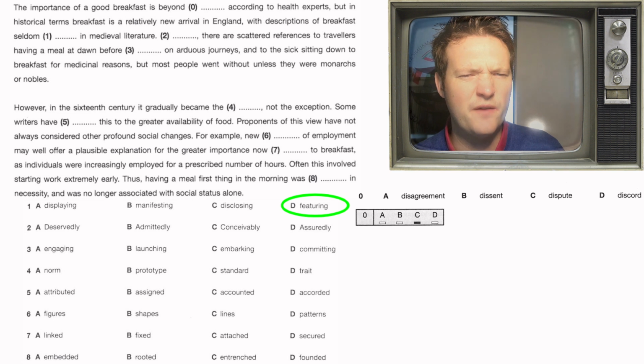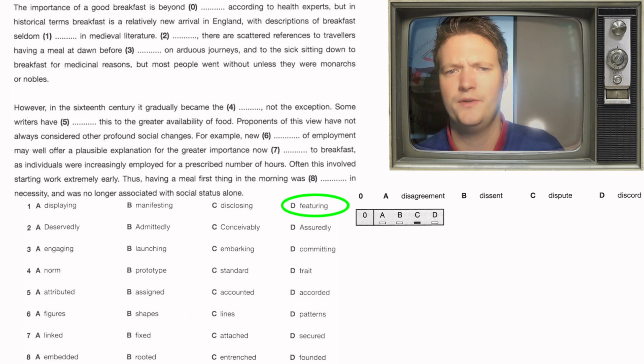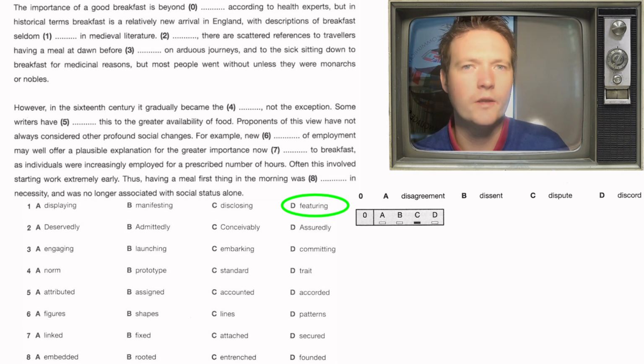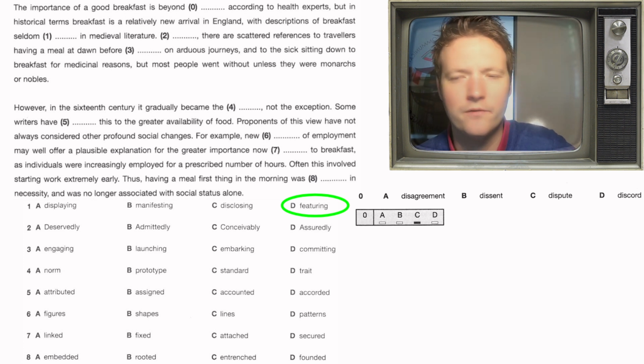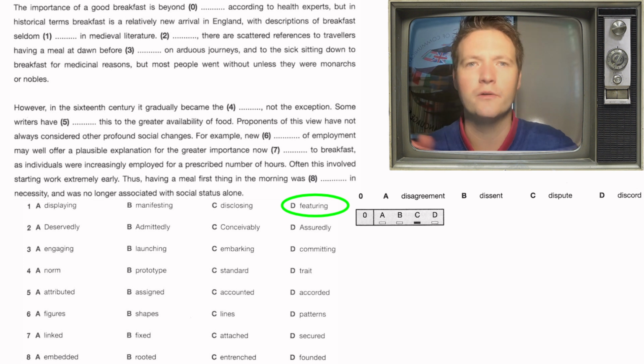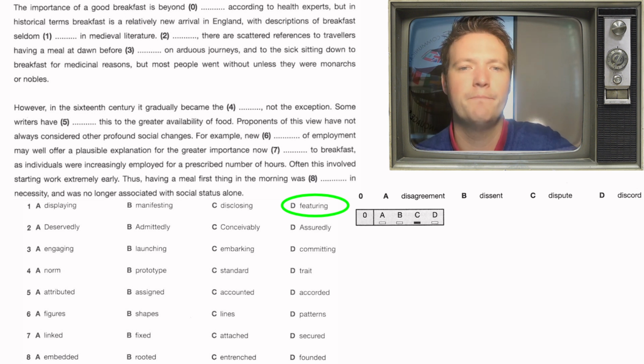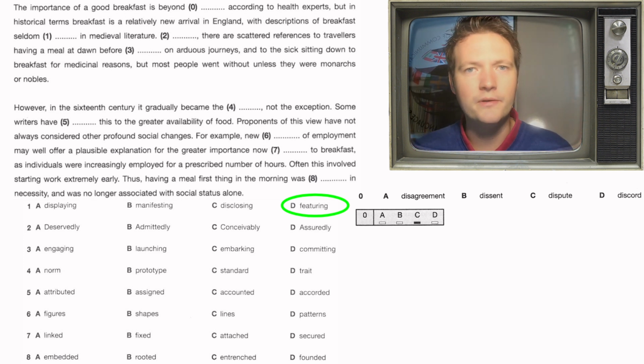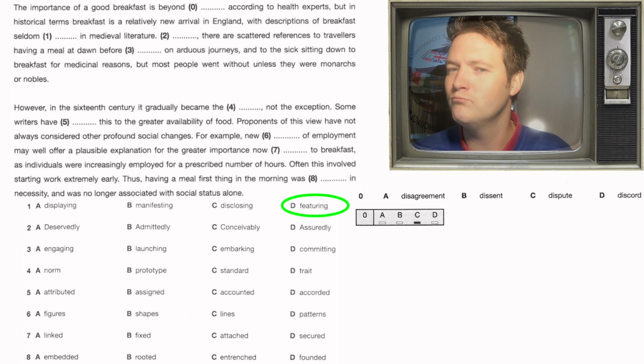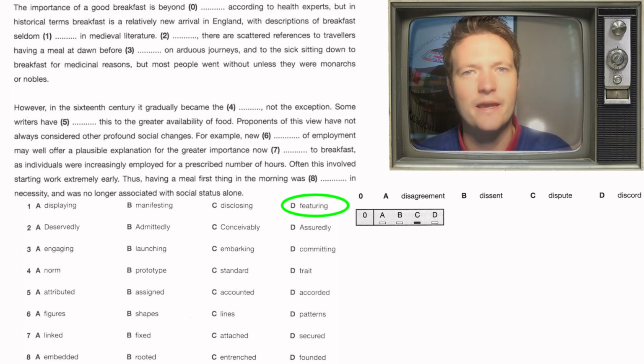Deservedly, there are scattered references to travellers having a meal at dawn. Deservedly? Why? Who deserves what? I don't think so. No, that would not show a contradiction. Admittedly, that sounds pretty good, yeah. Admittedly, there are scattered references to travellers having a meal at dawn. Yeah, that sounds good. Conceivably, it's like it's possible. Hypothetically, it could happen. I don't know. Doesn't sound right, does it?